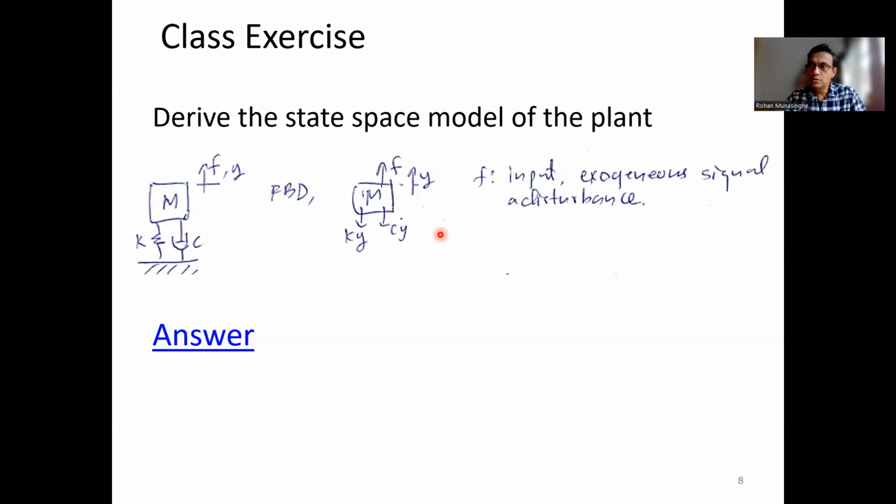Now, can you derive the state space model for this one, right? Write down the equations, figure out the state variables and the state equations, and figure out your state space model. I'll give you a few minutes. And before that, I want to see some activities in the chat. Okay, it's clear. Okay, fine. Excellent. Right. We'll take 5 minutes, right? I think 5 minutes is enough for this simple exercise.